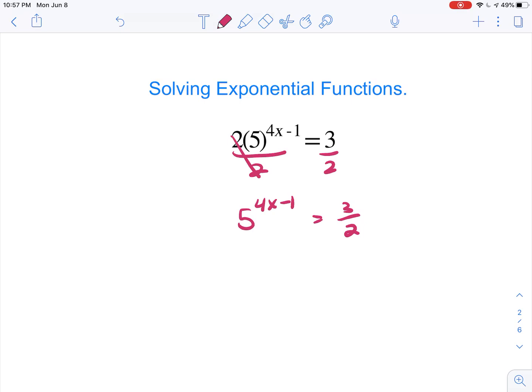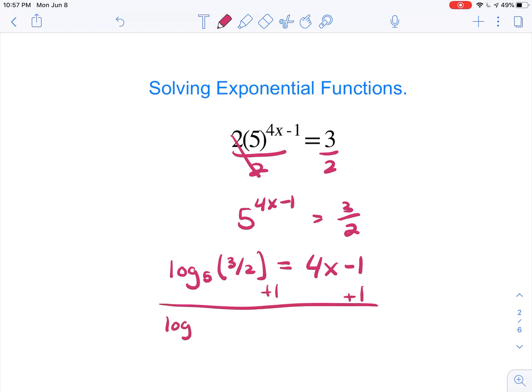Okay, now if we look at this, we know that we will never get 3 over 2 to look like a 5 no matter what exponent we use. So this is an equation where we have to use logs. So log, what is my base? What is the answer? Equal to my exponent.